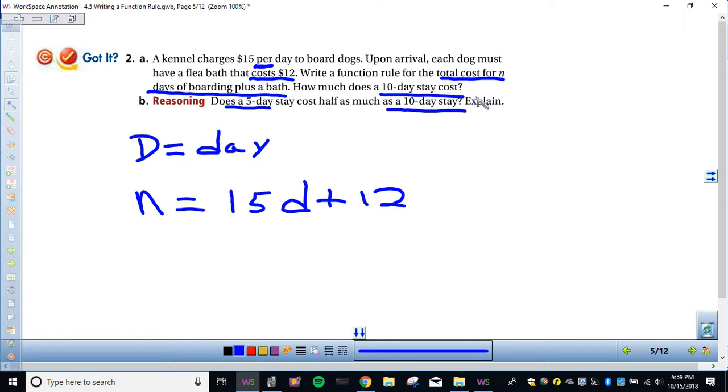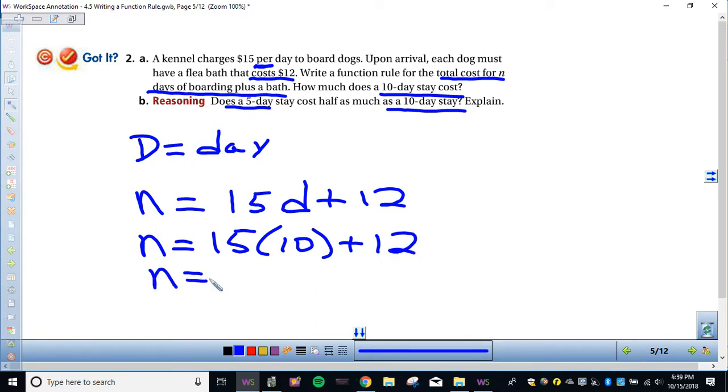The first thing they want us to do is the 10-day cost, so we'll plug in 10 for the D days, so 15 times 10 plus the 12. N is going to equal 15 times 10, which is $150, plus the 12. So N equals $162. That's how much a 10-day kennel visit would cost.